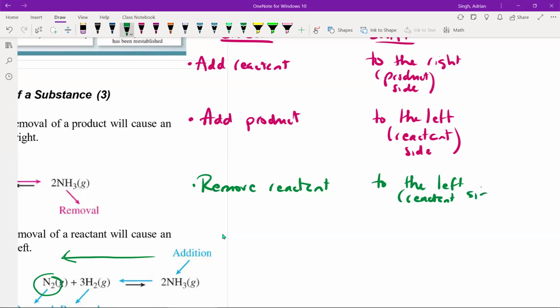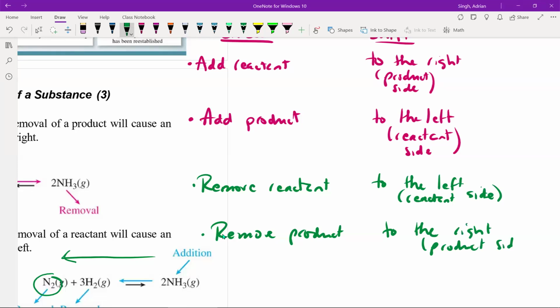It's like we made a hole, and when we remove something, the equilibrium shifts to fill that hole. Similarly, if we remove a product, the product's on the right side, so now we have a hole on the right side, and the equilibrium is going to shift to fill that hole. It's going to shift to the right, and that's the product side. So the generalization is that if you have a system at equilibrium and you remove something from one side of that reaction, the equilibrium shifts to that side.